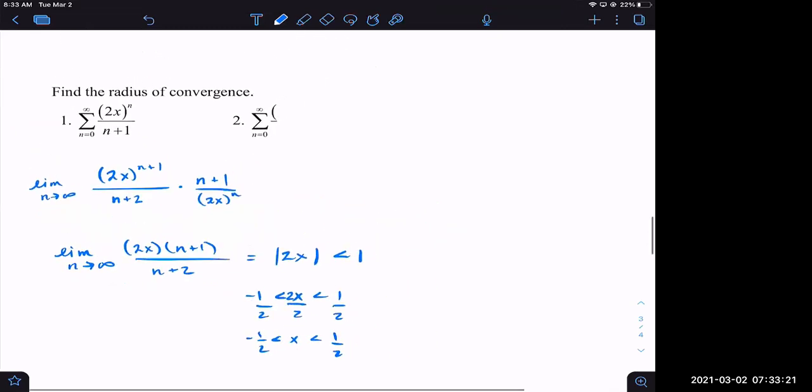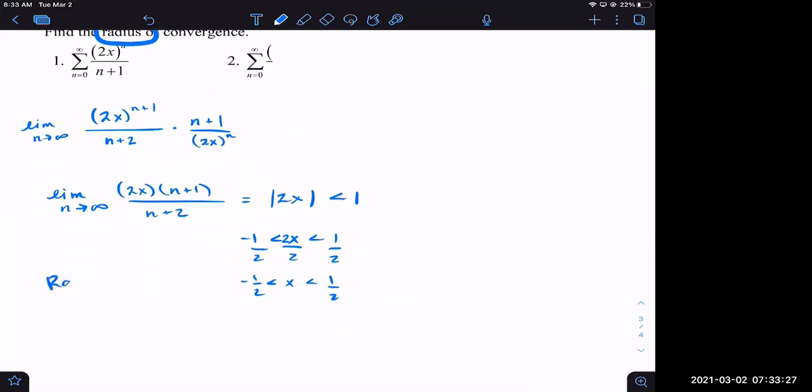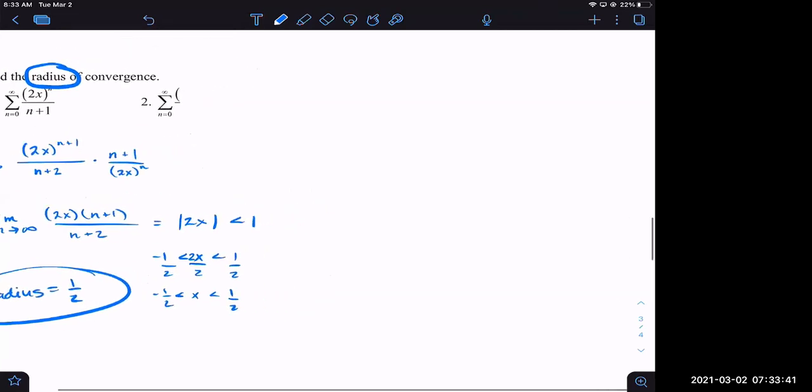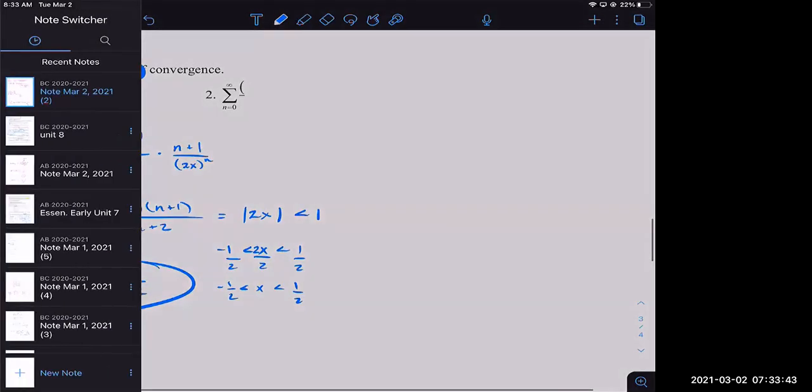But because the question asked for the radius of convergence and not the interval of convergence, I just get to finish by saying the radius of convergence is equal to 1/2. I do not have to check endpoints. If it asks for the interval of convergence, you'd have to check each endpoint to decide. Not too bad. So you get 2 of those.